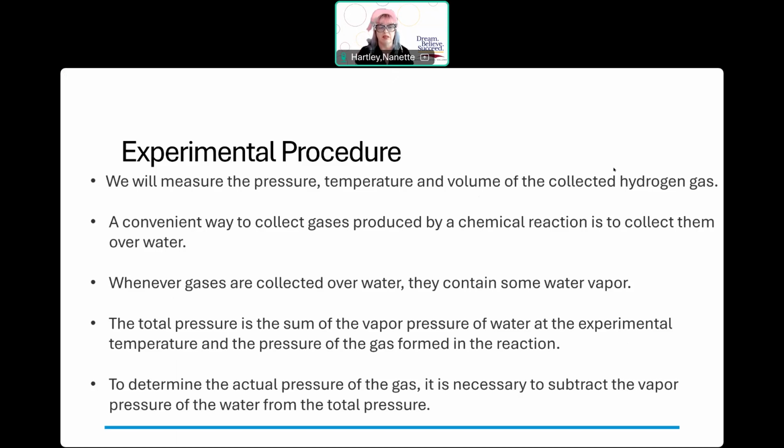And to determine the actual pressure of the gas, we have to subtract the vapor pressure of the water from the total pressure. So we've got to do a correction to take that water vapor out to make sure that we're measuring the pressure of that gas. Okay, so we have to do a correction for that. Okay, so that's that part.